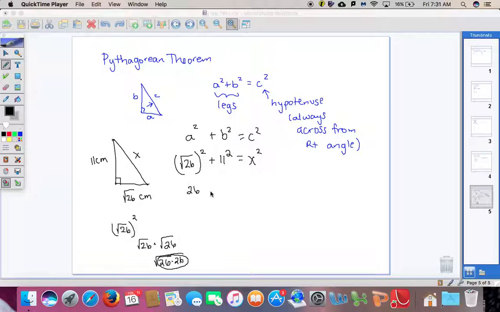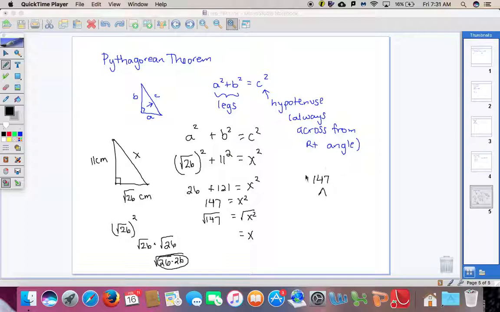So we've got 26 plus 11 squared is 121, and that equals x squared. 26 plus 121 is 147, which equals x squared. And now to solve for x, we need to take the square root of each side. The square root of x squared is simply x, and the square root of 147, well, that can be simplified. So we want to go over here and say 147.